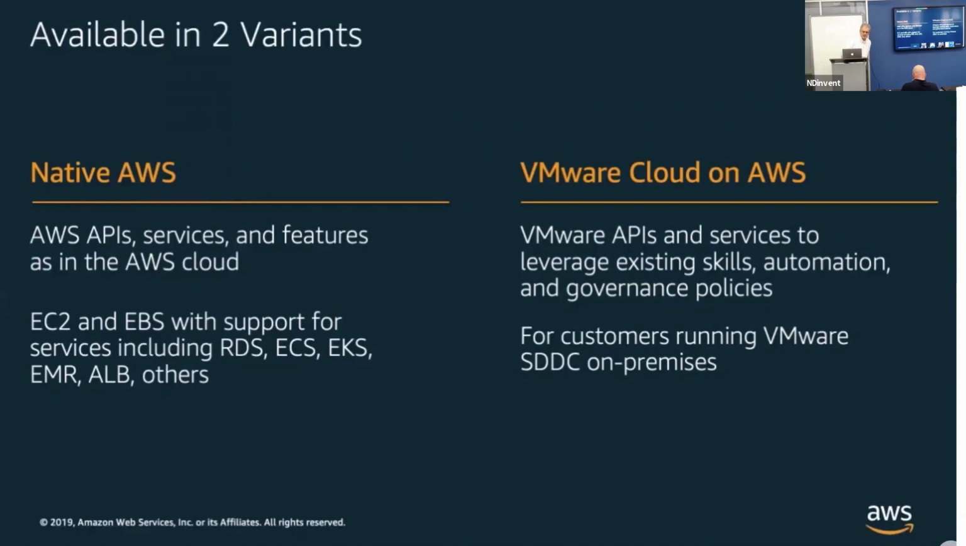It's available in 2 flavors. As of today, you can order it with native AWS. Go on site, order it, put your configuration in, it ships, and you can run the Amazon presence in your data center. The one coming in the future is VMware Cloud on AWS.